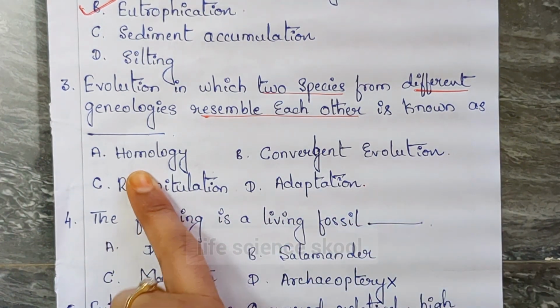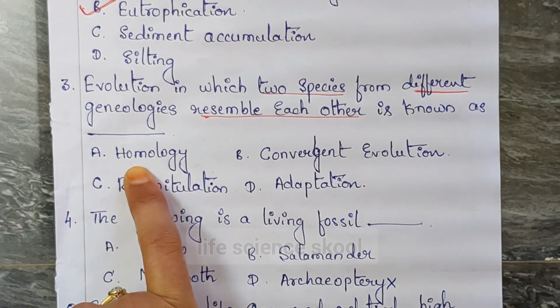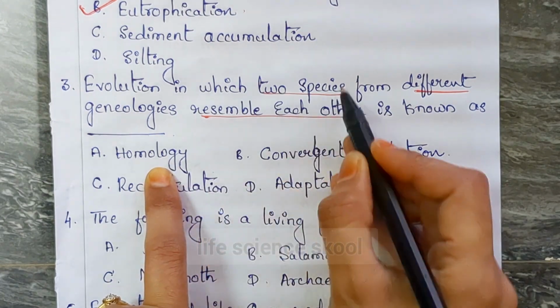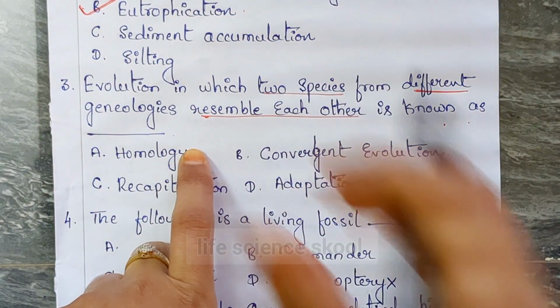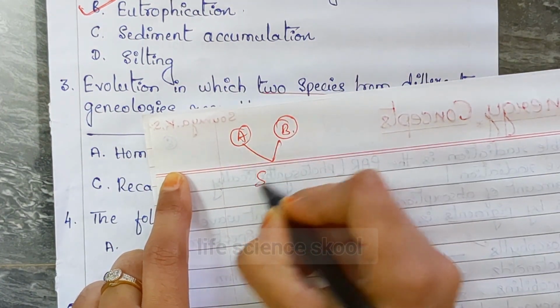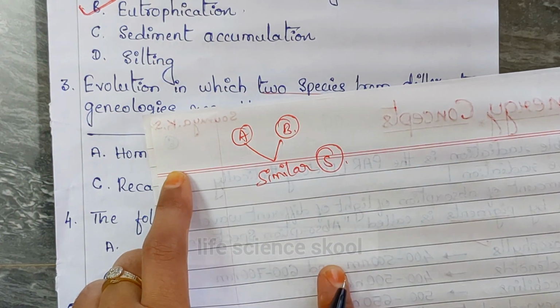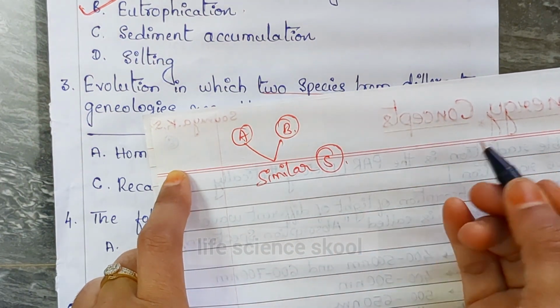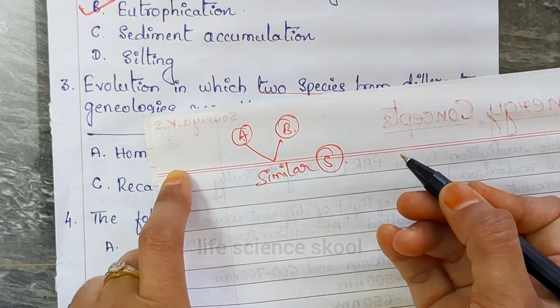First we will look at the first one, homology. Homologous means the two organisms, two species, have a similar structure. If you take species A and species B, these two have a similar structure, and physiology is also similar, and development also, and they have a common ancestor.